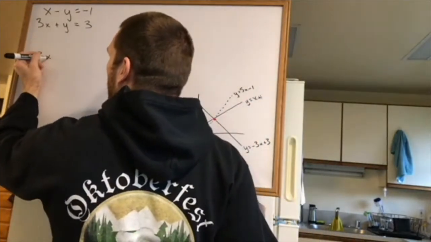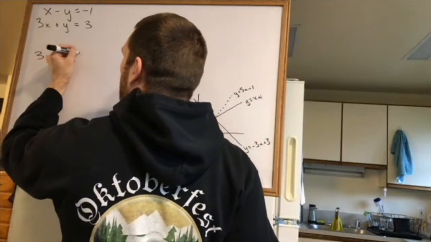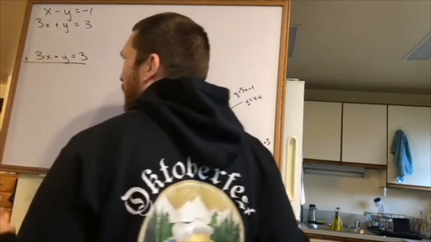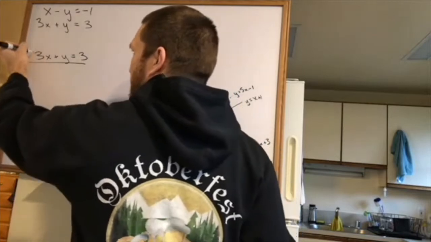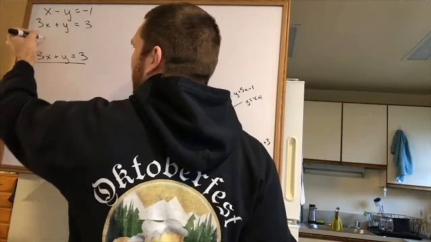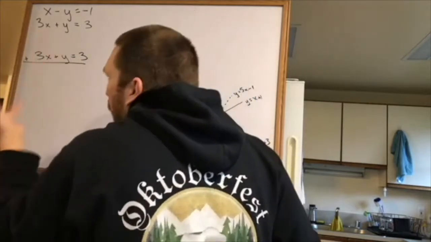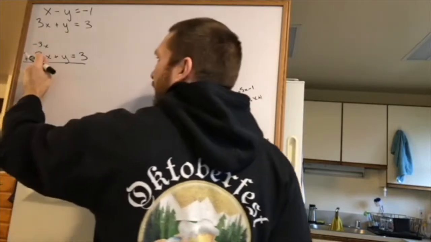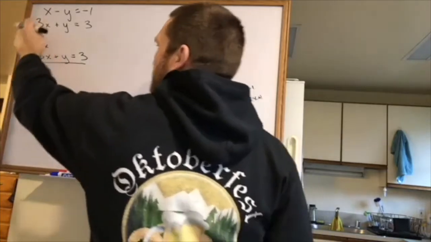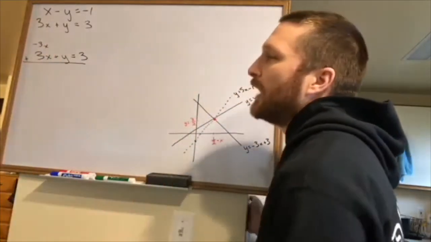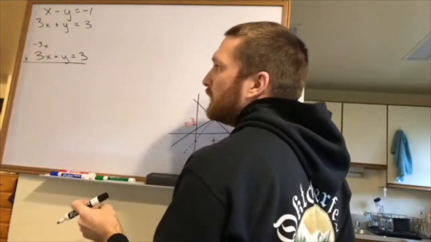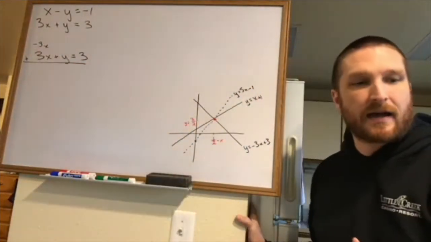We have 3x plus y equals 3. And I know that if I'm going to add this to another equation, and I want this to come out to 0, there's only one way to do that. This has to be a negative 3x right there if I want that to come out to 0, which is what I want to do. I want to get rid of one of the variables. I'm going to start by getting rid of x.